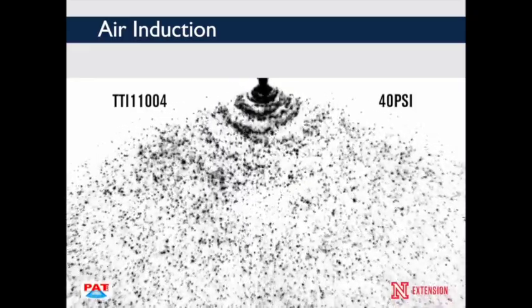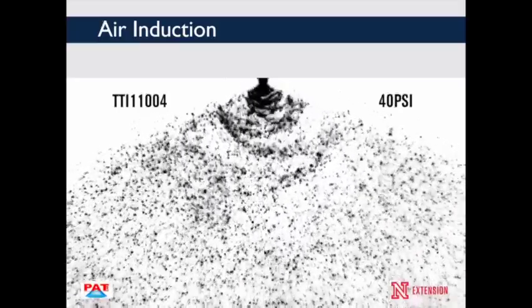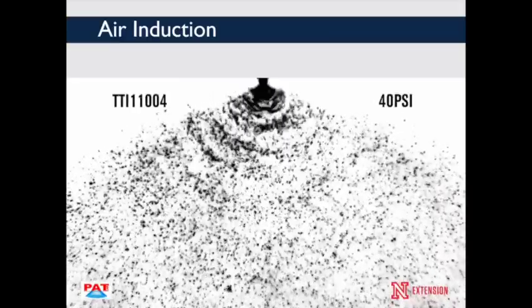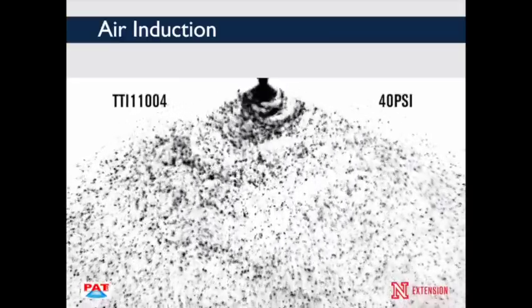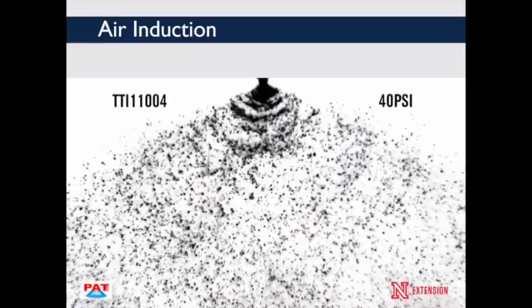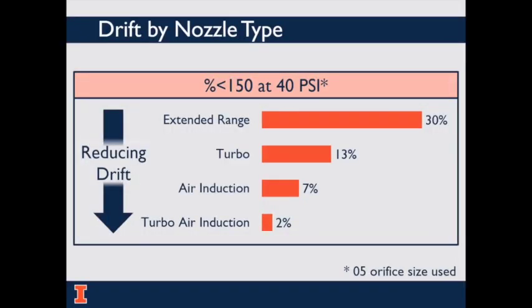Here is one air induction nozzle in action. This is a 110-degree variant turbo air induction nozzle with an 04 orifice. Air induction nozzles create very few fine droplets, and have become the standard for many herbicide applications, where drift can be the most damaging. To get some perspective on the differences between the nozzles we've discussed, consider this comparison.